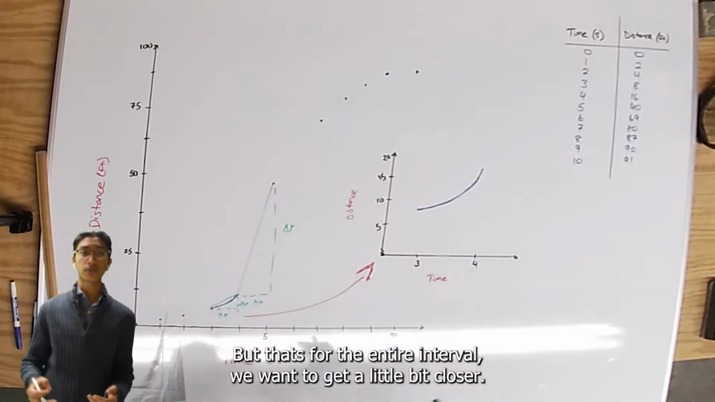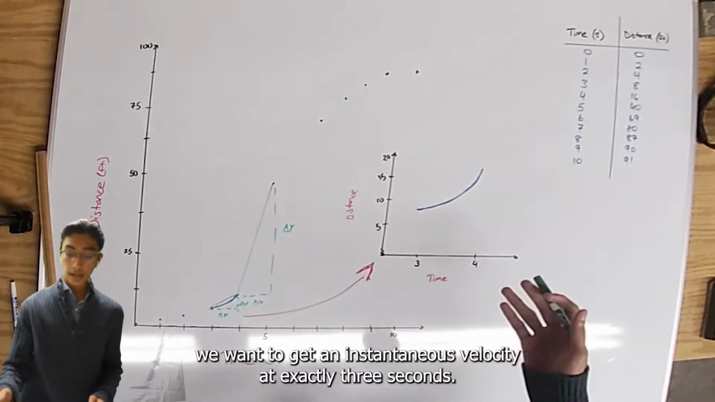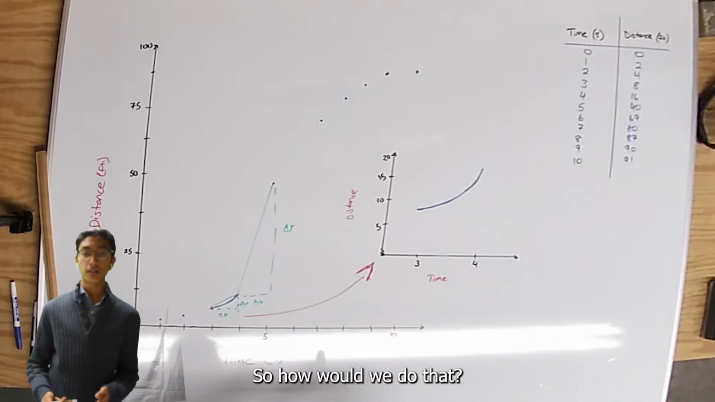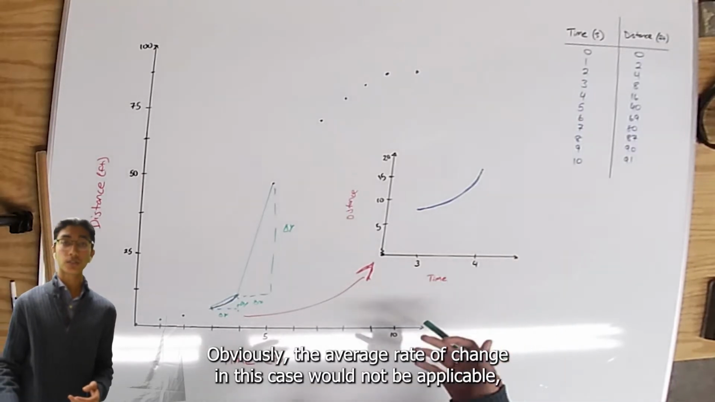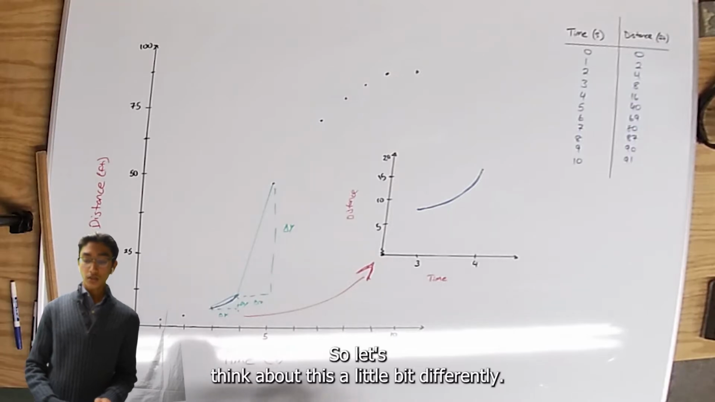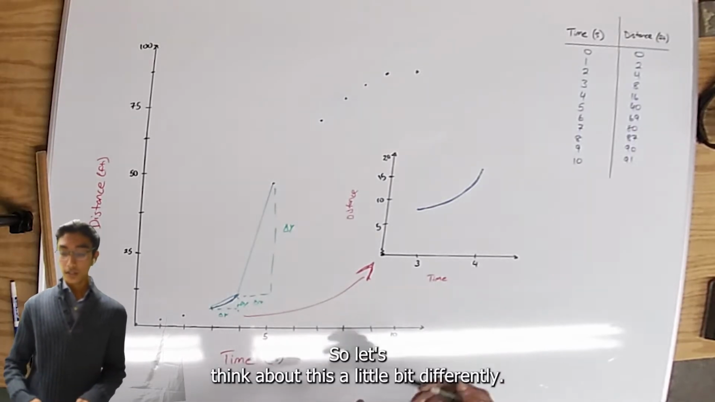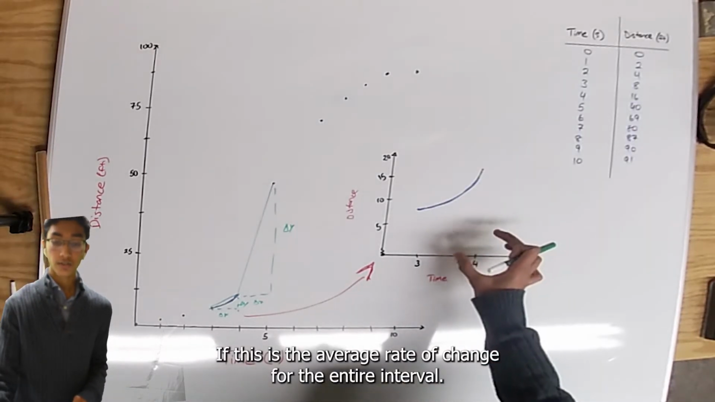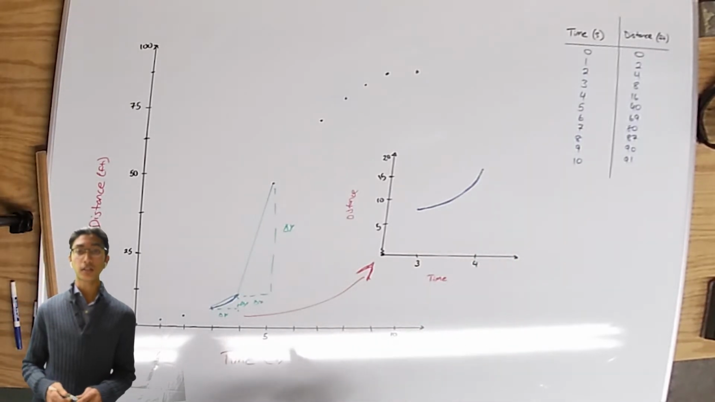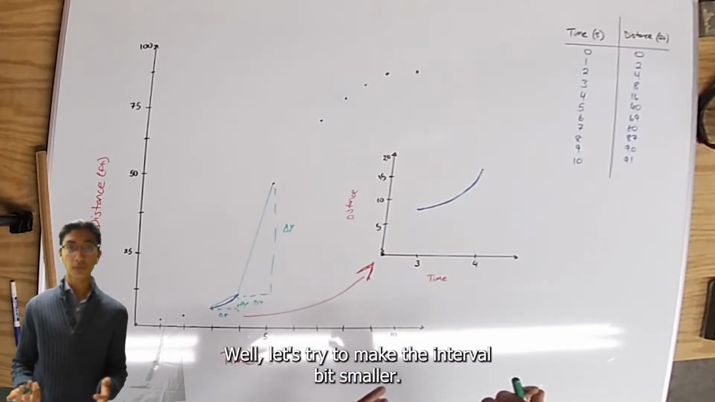We want to get a little bit closer. Let's say, for instance, we want to get the instantaneous velocity at exactly 3 seconds. So how would we do that? Obviously, the average rate of change in this case would not be applicable, as it is way different from what we're actually trying to find. So let's think about this a little bit differently. If this is the average rate of change for the entire interval, how do we get a more exact velocity for 3 seconds? Well, let's try to make the interval a bit smaller.